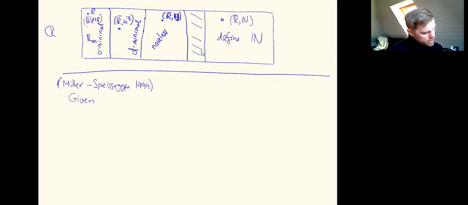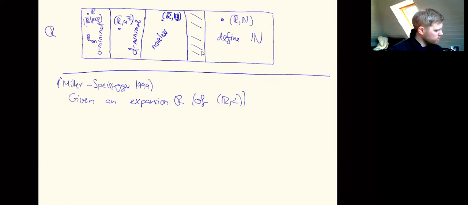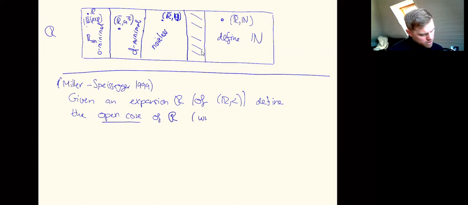And so what is it? Given an expansion R, you don't have to be the field. You can take really just an expansion of the real line if you want to, or any topological structure. Then we define the open core of R. We write R with a circle as the reduct, in the sense that we use the word reduct, of R generated by all open sets.